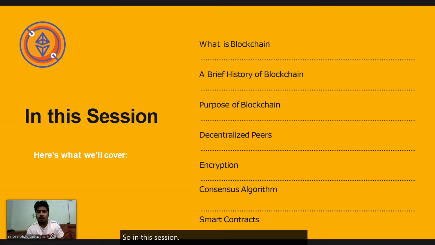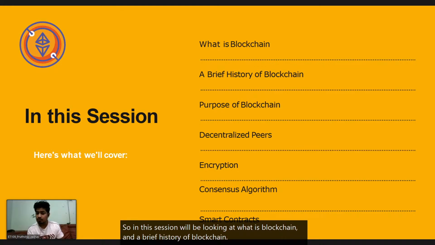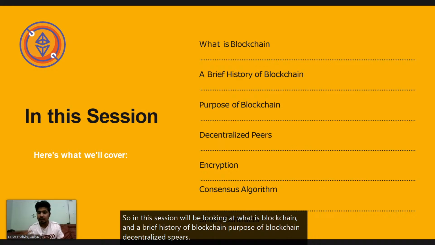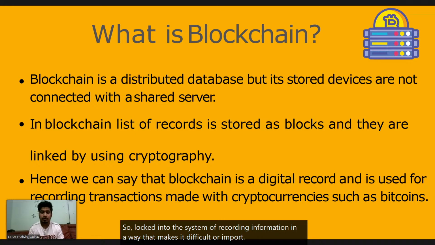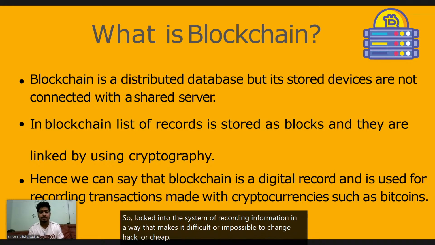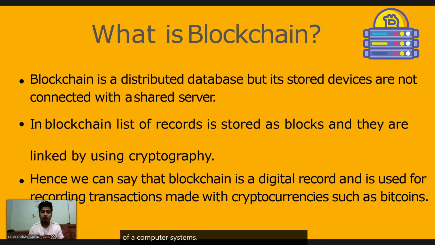So in this session we'll be looking at what is blockchain and a brief history of blockchain, the purpose of blockchain, decentralized peers, encryptions, consensus algorithms, and of course smart contracts, which are very important in a blockchain. So first of all, what is a blockchain? Blockchain is a system of recording information in a way that makes it difficult or impossible to change, hack, or cheat the system. A blockchain is essentially a digital ledger of transactions that is duplicated and distributed across the entire network of computer systems on the blockchain.